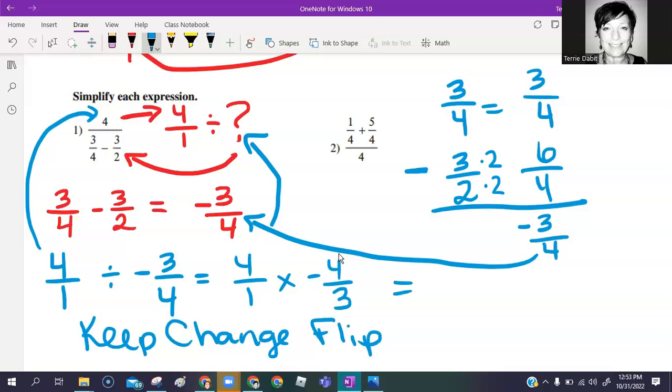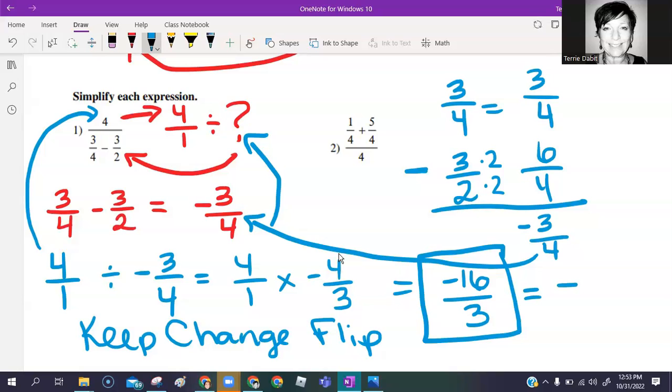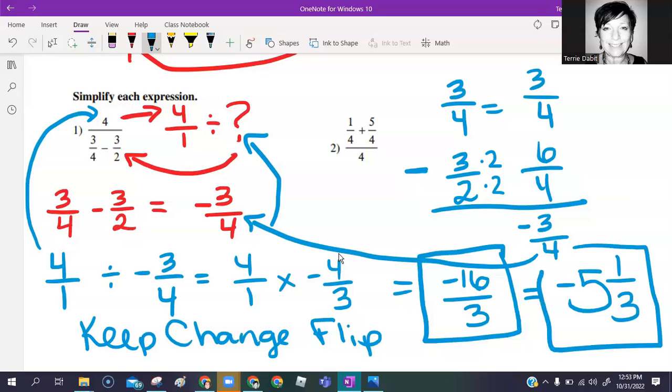And then if I multiply straight across, 4 times -4 is -16. And then 1 times 3 is 3. So final answer, -16/3. Or, I'm not sure what your teacher is going to make you do, but they could tell you to change this to a mixed number, -5 1/3. What happens when I change that improper fraction?